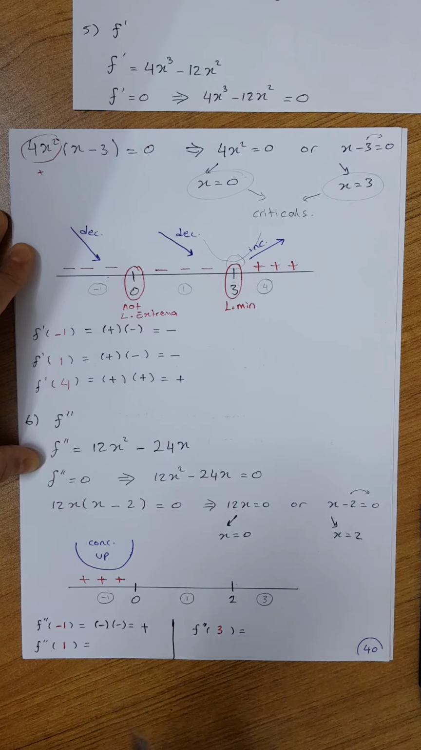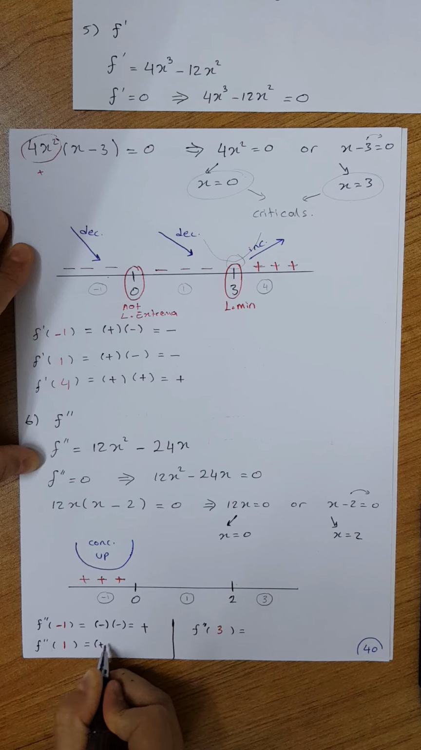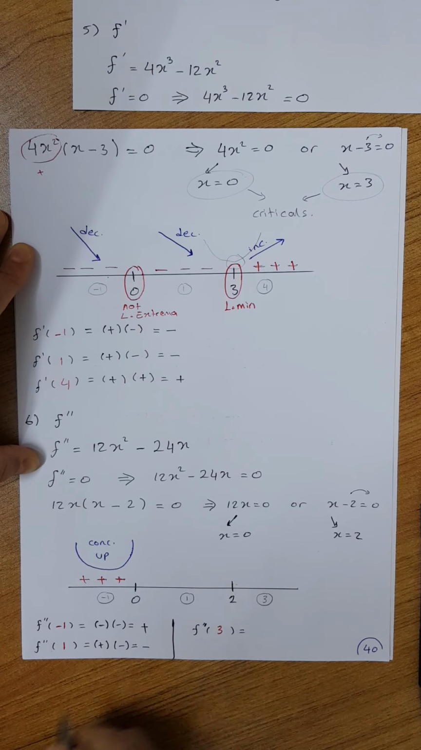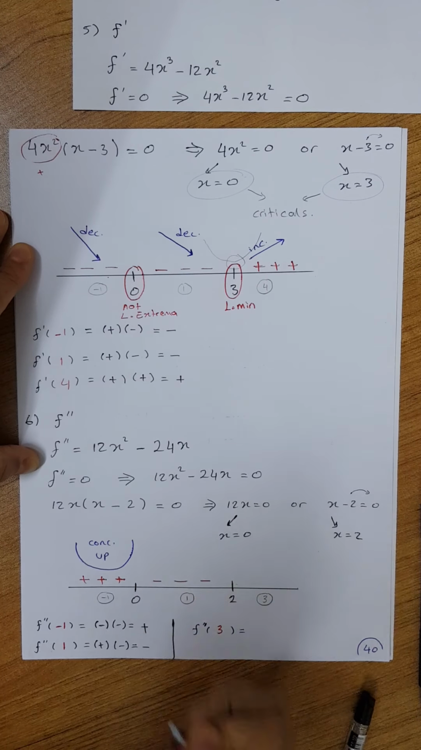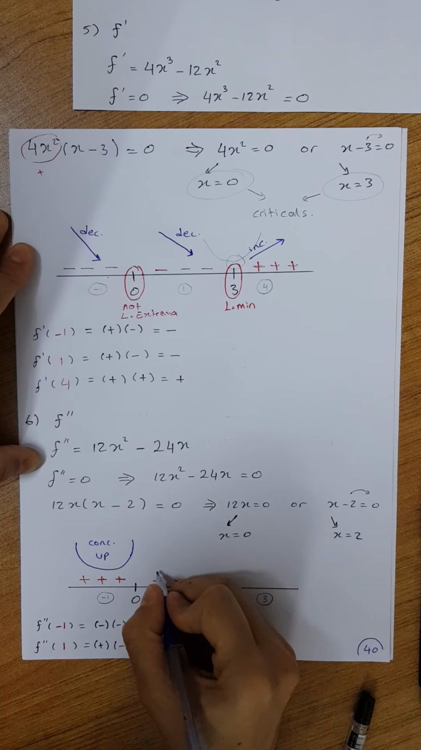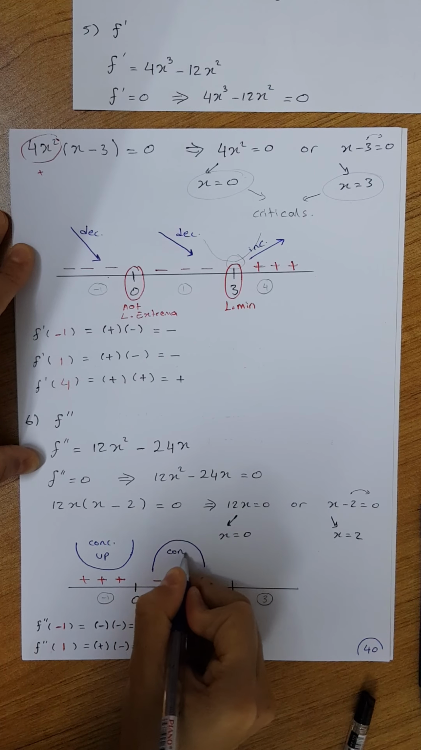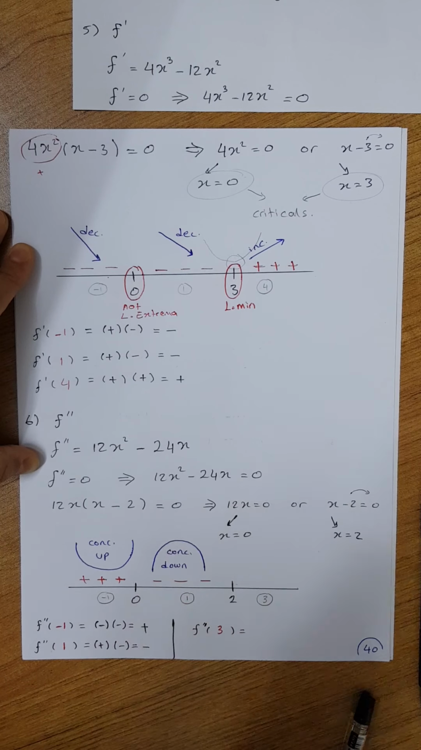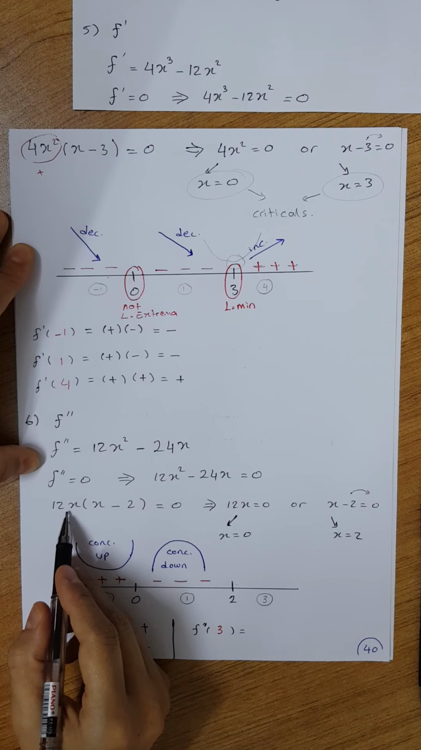It's facing up. Okay, if I put 1 into here, 12 multiplied by 1 is something positive. 1 minus 2 is something negative. Negative multiplied by positive, so I will have negative values here. So whatever number I'm choosing between 0 and 2, I will get something negative. What does negative mean? That means the function that I have got, when I'm sketching the graph of it, is concave down, okay?